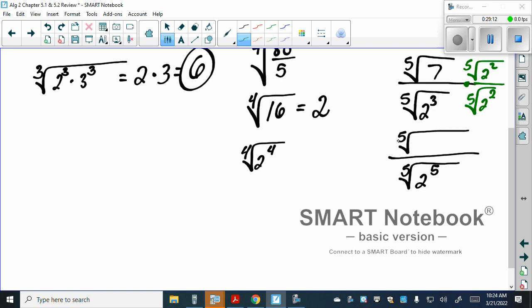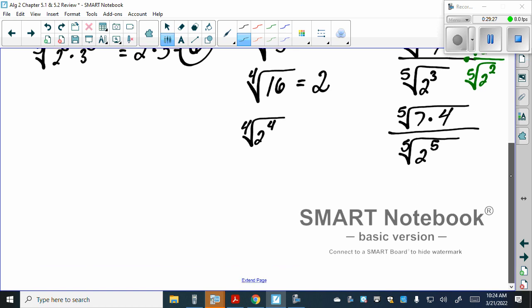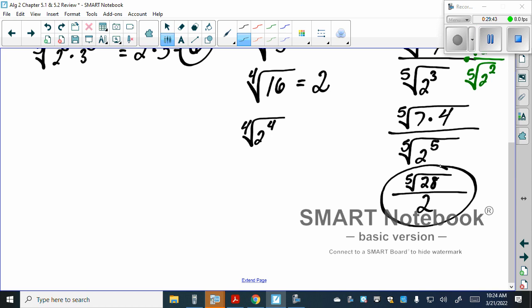Now the numerator, I have the fifth root of 7 times, well, 2 squared is 4. Since I know 7's prime, I don't have enough 2's to simplify that root in the numerator. I'm just turning it back into 4 because we're going to end up multiplying it all together. And the fifth root of 2 to the fifth is 2. The numerator, well, 7 times 4 is 28. So we end up with the fifth root of 28 over 2.